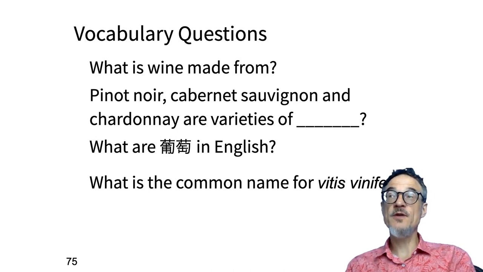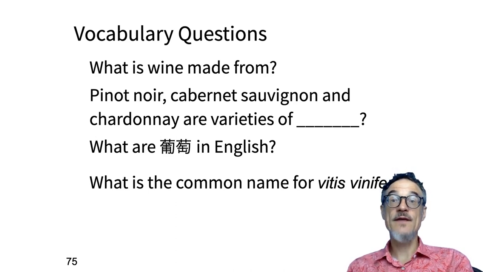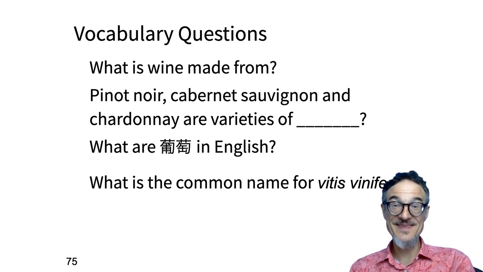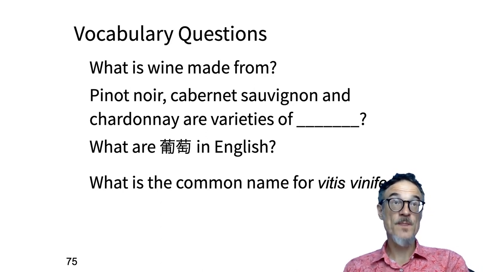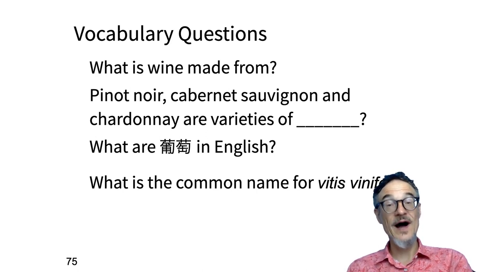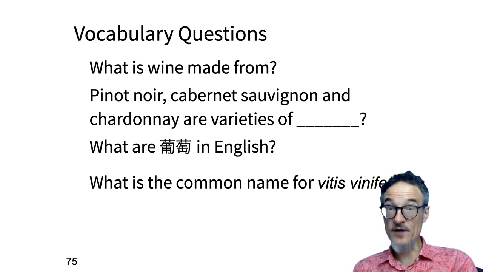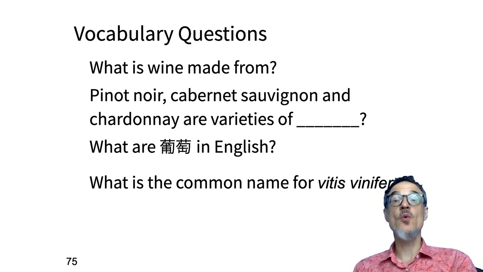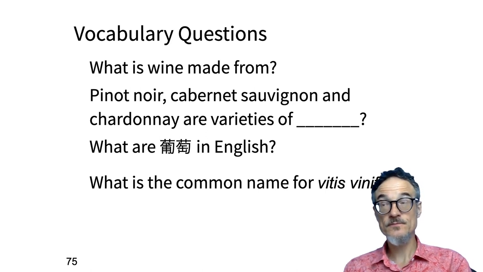Now, you probably can get the answers to all of these questions. You probably notice there's a pattern: all of the answers are grapes. The first question is a pretty general question. Most people will know that answer. The second question, those are all grape varieties that are used for making wine. So if you do drink wine and if you like wine, you probably know all of these kinds of grape.